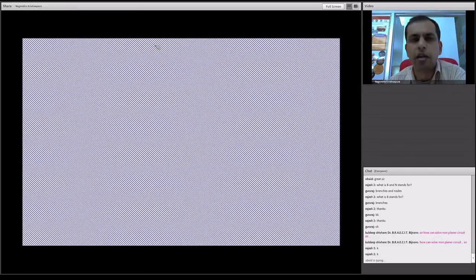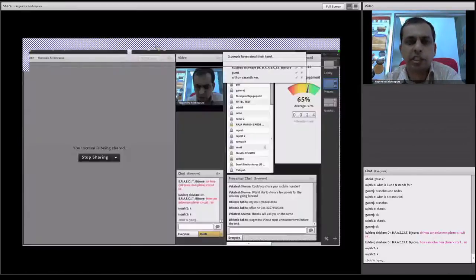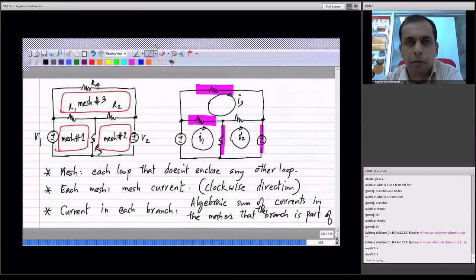I defined planar circuits, meshes, and mesh currents and branch currents in terms of mesh currents. Any questions about any of these?